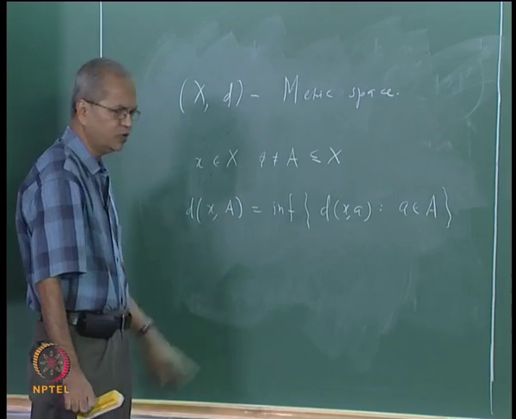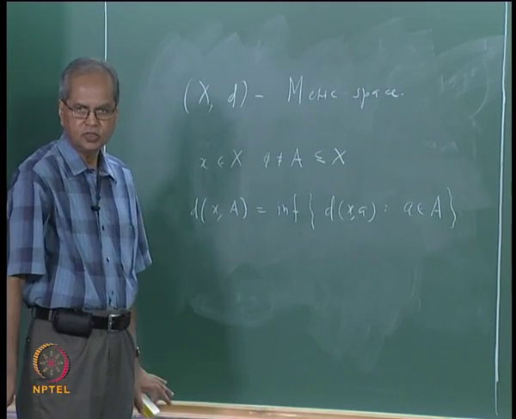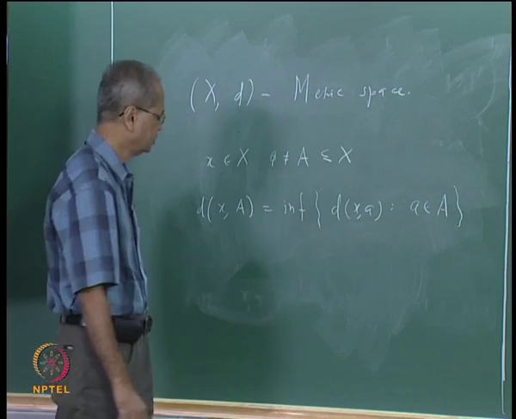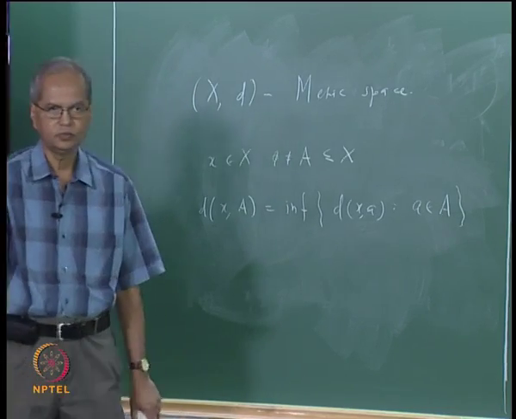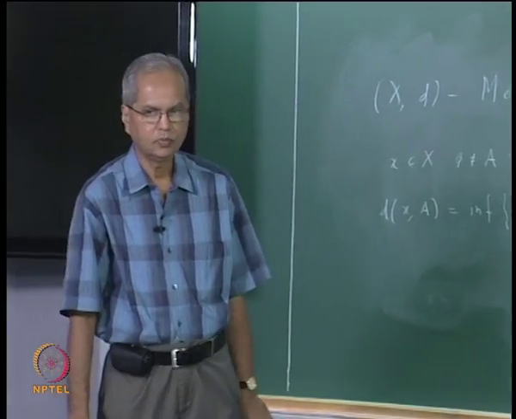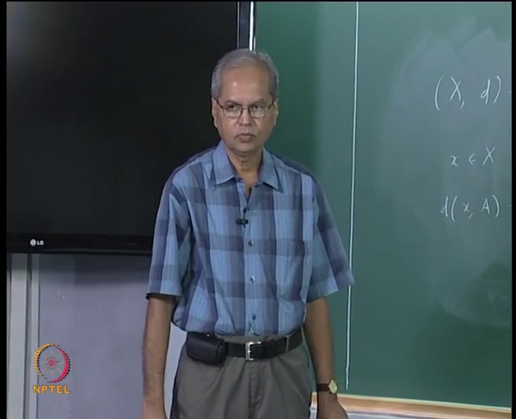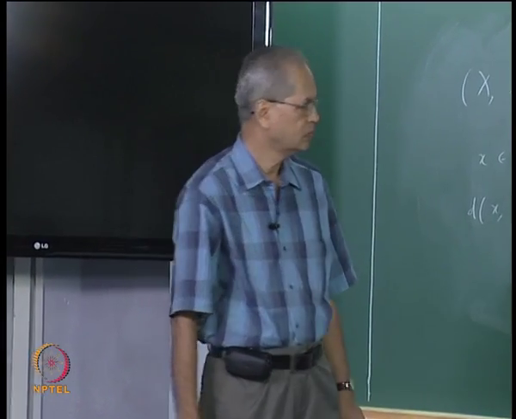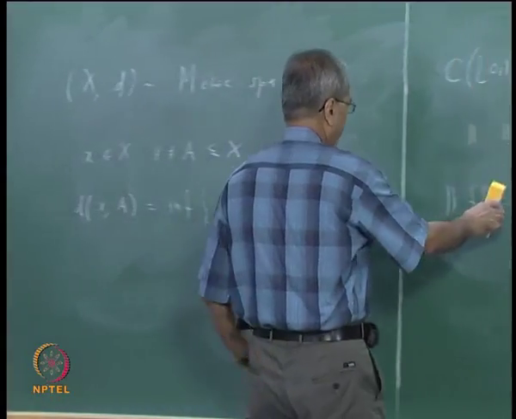What if x belongs to A? The distance will be 0, right. What about the converse? If x does not belong to A, does it imply the distance is not equal to 0?